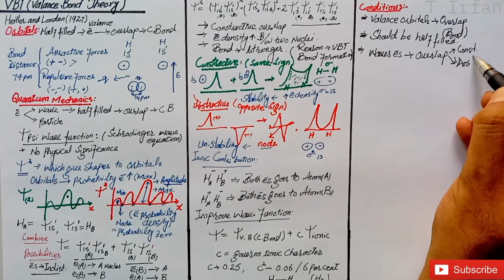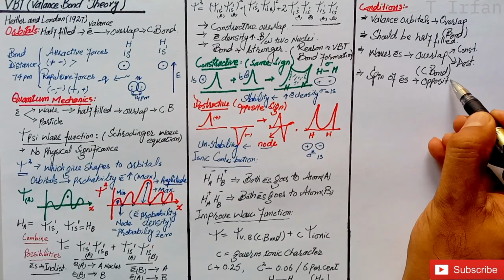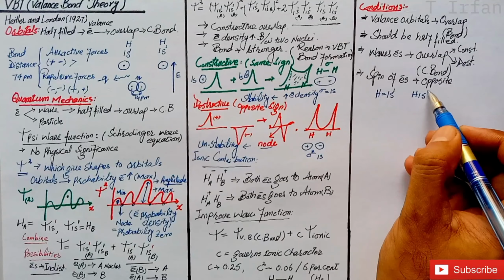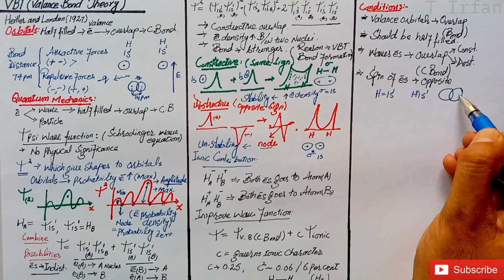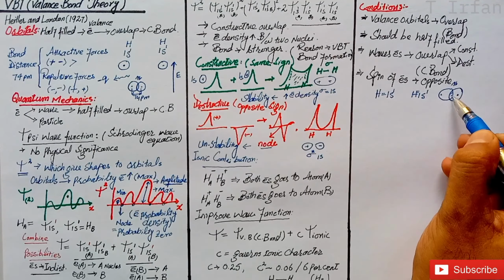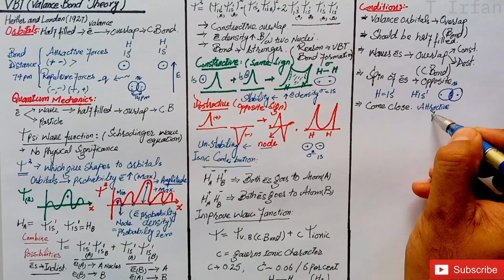Spin of electrons after overlapping should be opposite. Two electrons should have different values of spin quantum number. For example, when two half-filled orbitals of hydrogen atoms overlap and form a covalent bond, after overlapping the electrons have opposite spin quantum numbers. For formation of a covalent bond, atoms should become close enough, where the attractive forces are greater than the repulsive forces.